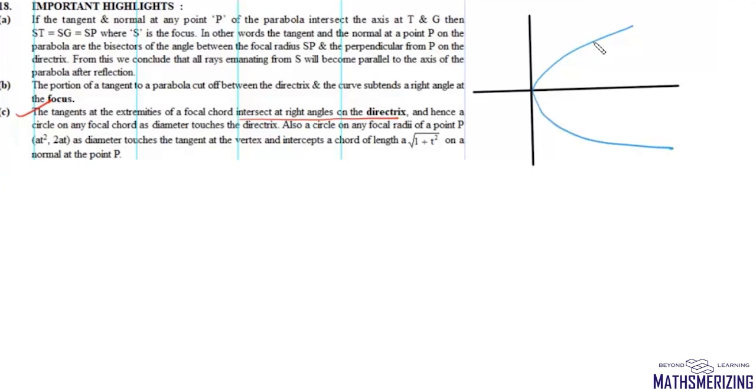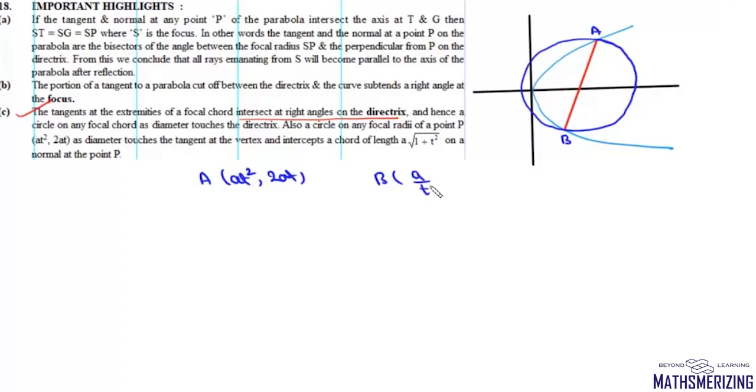And on this parabola, we have a focal chord. And then we have a circle whose diameter is the endpoints of the focal chord. And we need to prove that this circle touches the directrix of the parabola. So we know that for a focal chord, we can write these points A and B as (at square, 2at) and (a/t square, minus 2a/t).